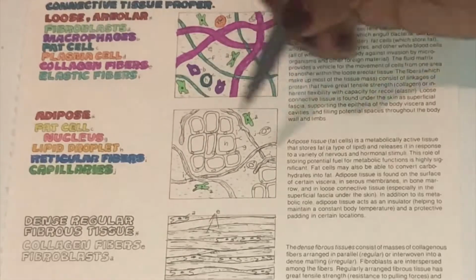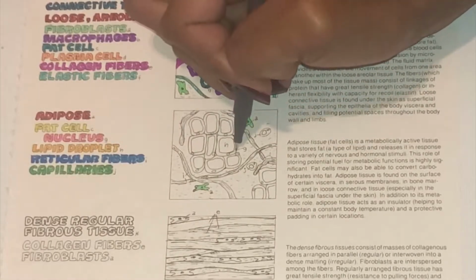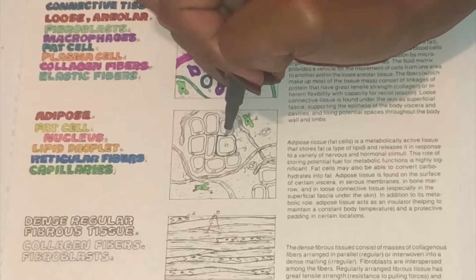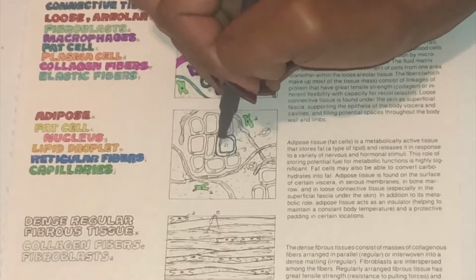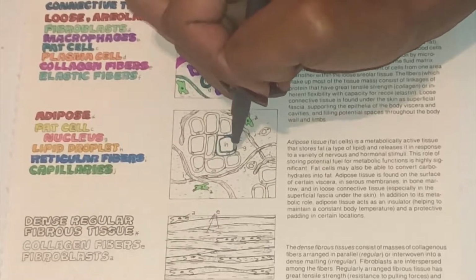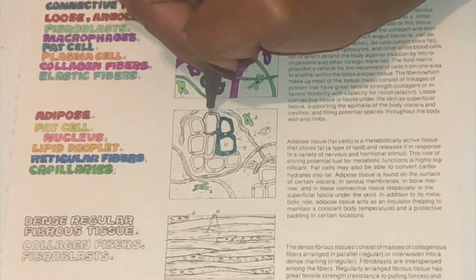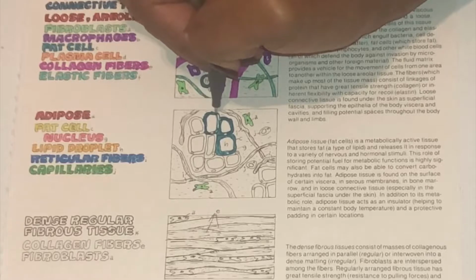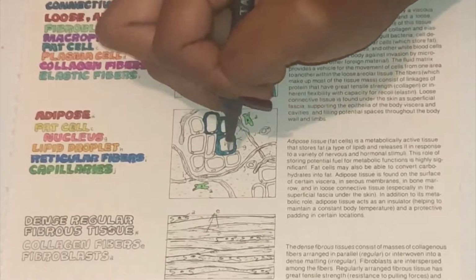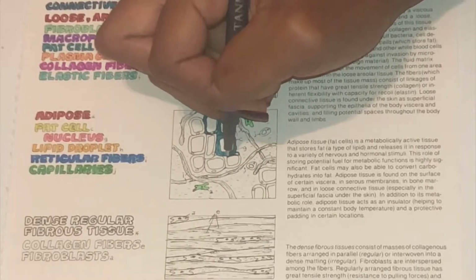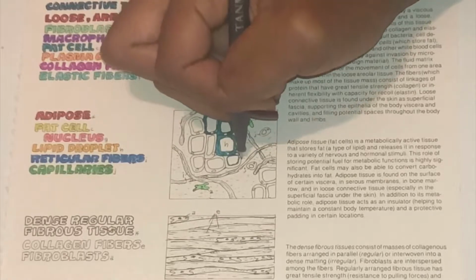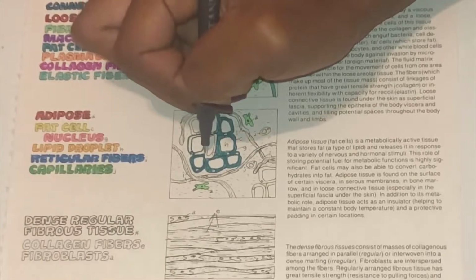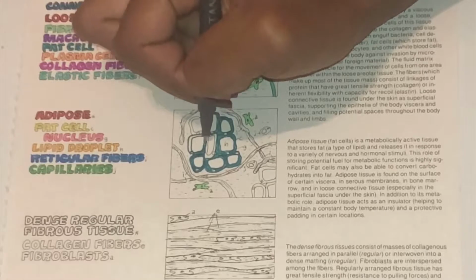So we have a couple fibroblasts in here, and we're going to color that in. And we're going to go ahead and color in that fat cell. Well, it's more than one, so we're going to color in the fat cells.